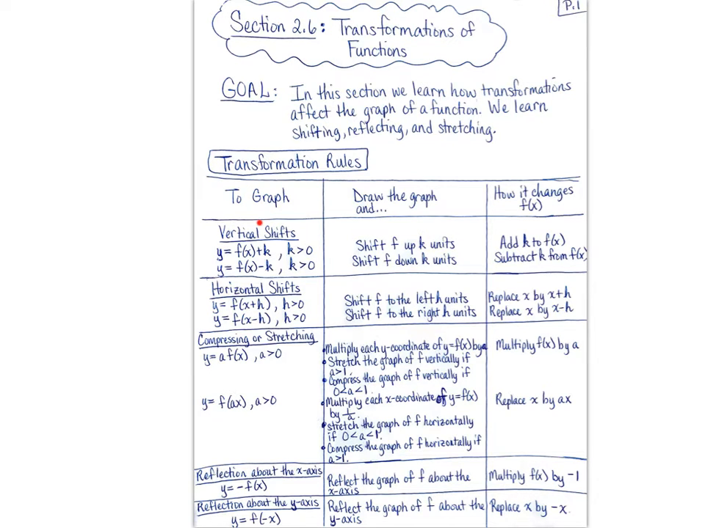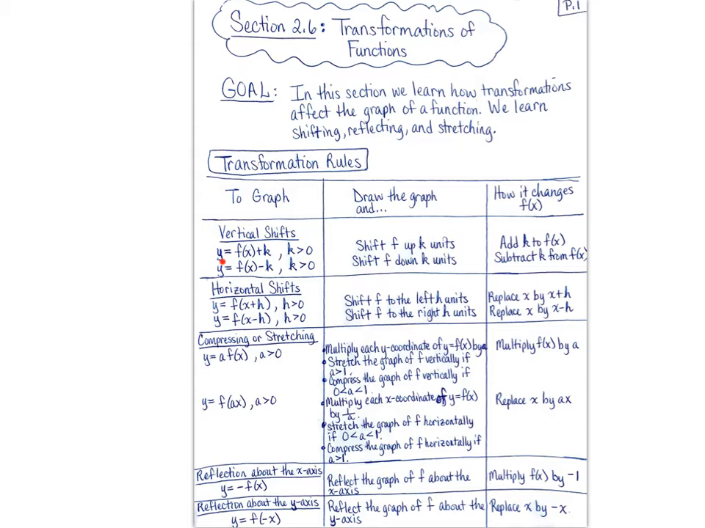In this column, we have how to graph. In this column, we have how to draw the graph and do that action here. And then in this column, we have how the graph changes our original function f of x. Okay, so first, let's talk about vertical shifts.